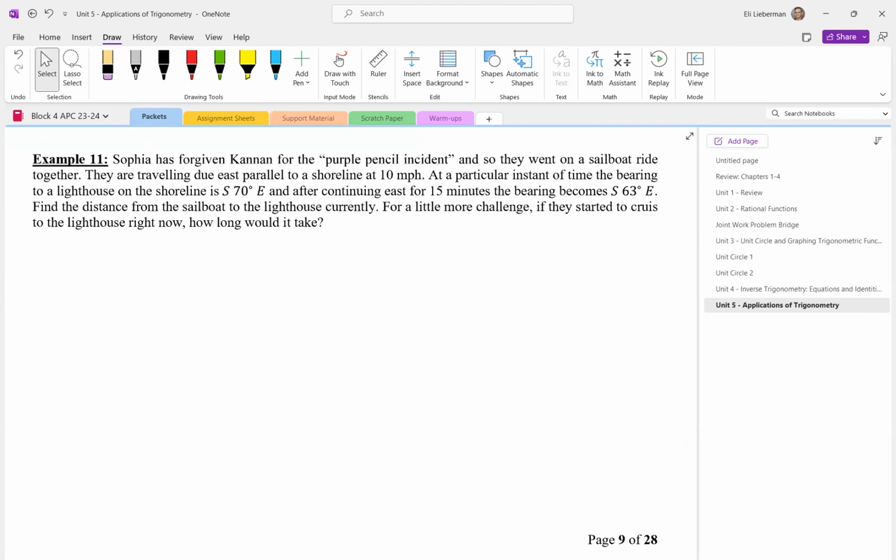Okay, they went on a sailboat ride together. They're traveling due east parallel to the shoreline at 10 miles per hour. At a particular instant of time, the bearing to a lighthouse on the shoreline is 70 degrees east of south, and after continuing for 15 minutes, the bearing becomes 63 degrees east of south. Find the distance from the sailboat to the lighthouse currently. That means the second sighting.